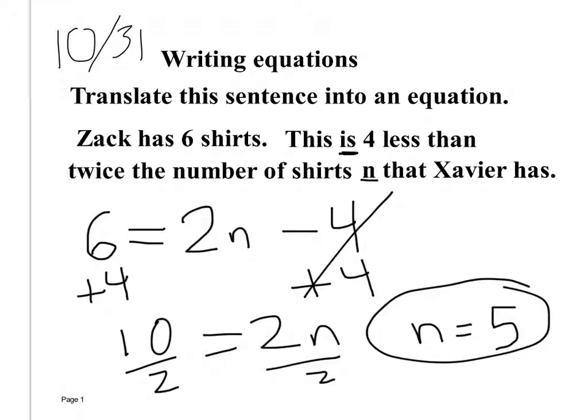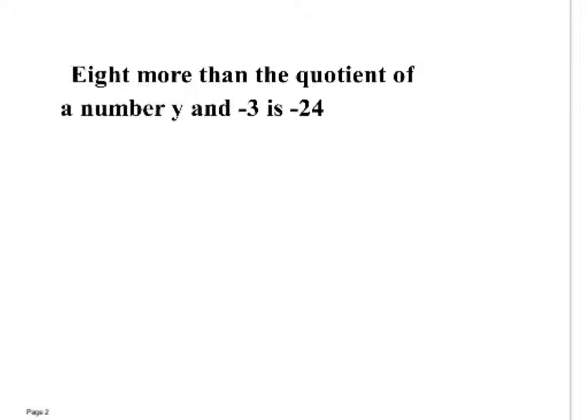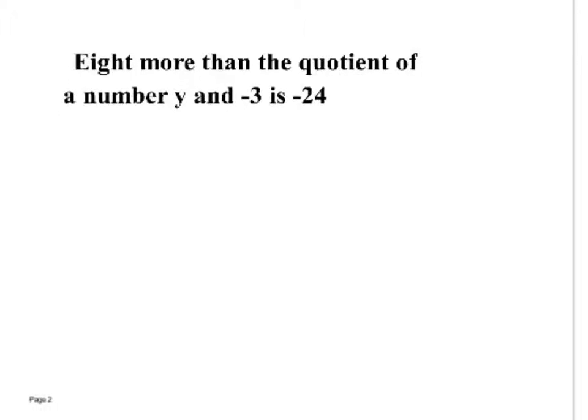Any questions? Write this down. It says 8 more than the quotient of a number y and negative 3 is negative 24. So I see the "is." That's my equal sign, is negative 24. We see 8 more than, so it can be plus 8 or 8 plus. It doesn't matter with addition. Quotient is the answer to a division problem. Don't forget that. Addition gives you the sum. Difference is the answer to a subtraction problem. Product is the answer to multiplication.